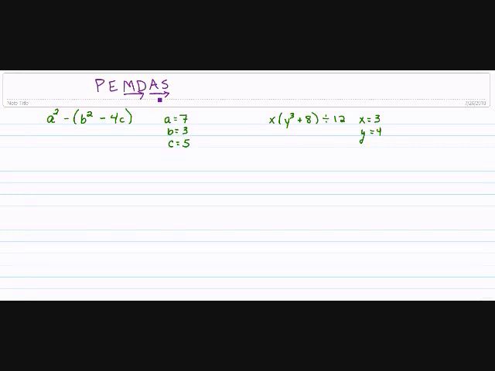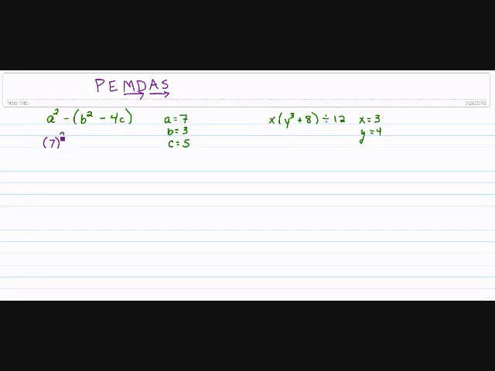Okay, here I'm going to evaluate algebraic expressions. Remember, an expression has no equal sign. What they want me to do is substitute numbers in for the given variables and solve using order of operations. So everywhere I see an A, I'm going to put a 7. Everywhere I see a B, I'm going to put a 3. And everywhere I see a C, I'm going to put a 5. And when I substitute, I'm going to use parentheses.